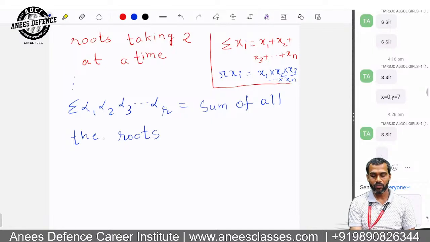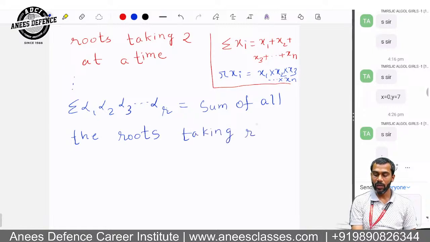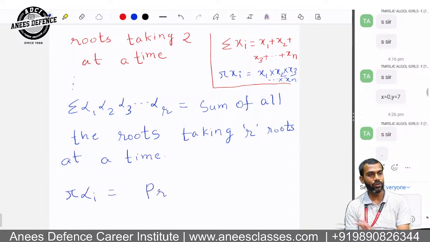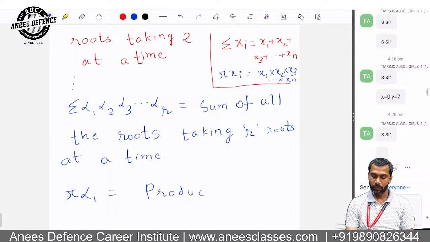Sum of all the roots taking r at a time, taking r roots at a time. Is there any doubt? Understood? Pi alpha I means product of all the roots, the last one. Yes or no? Product of all the roots.